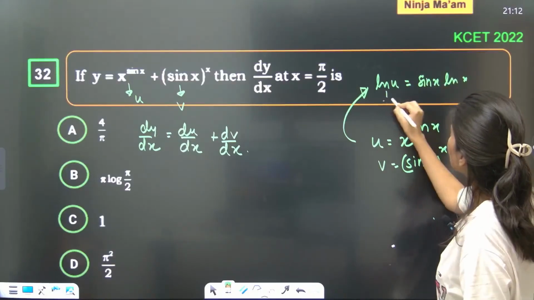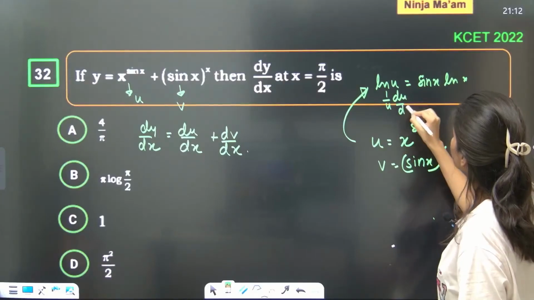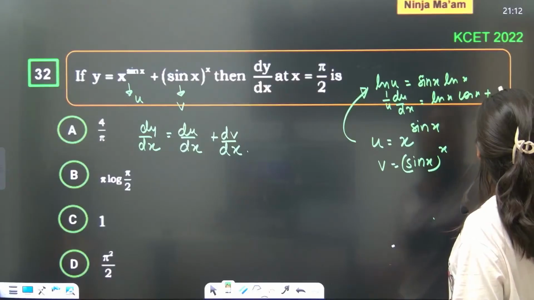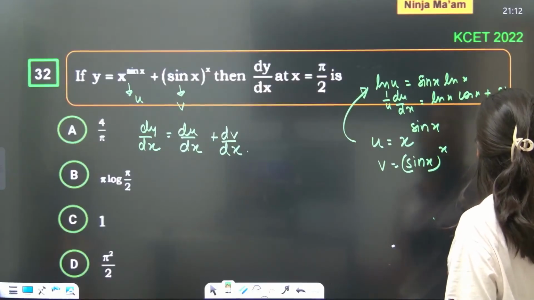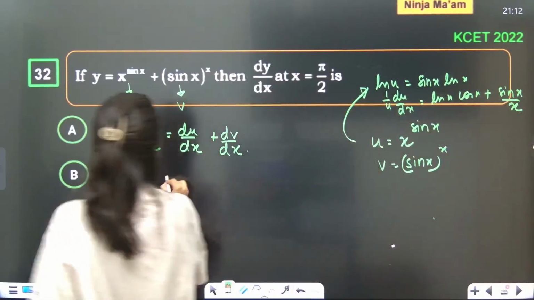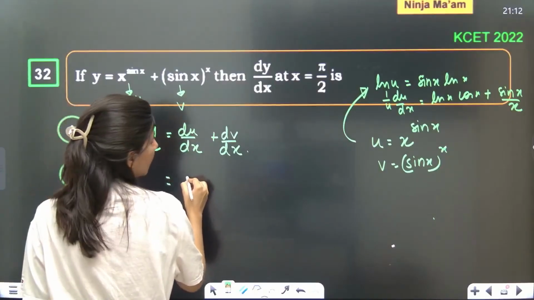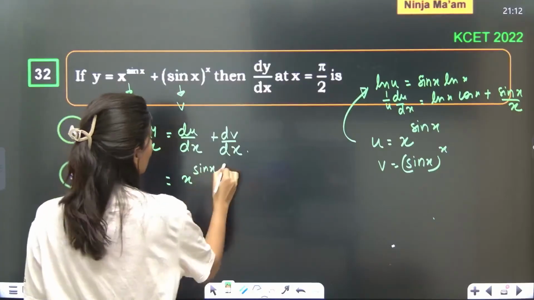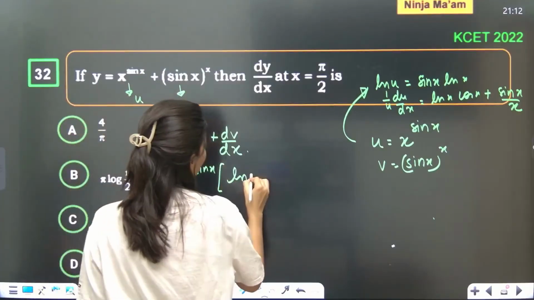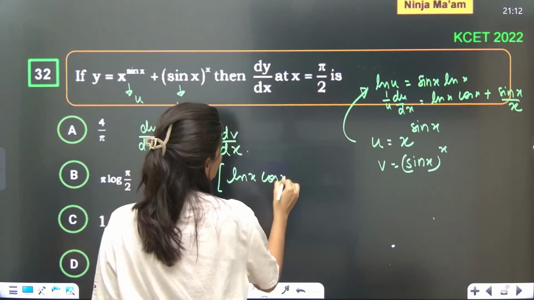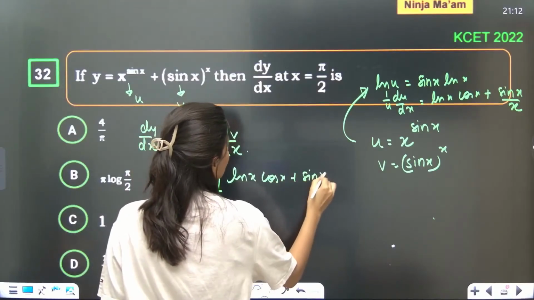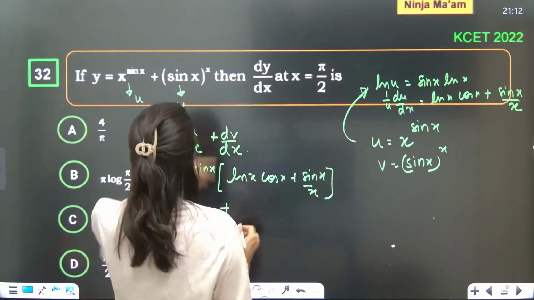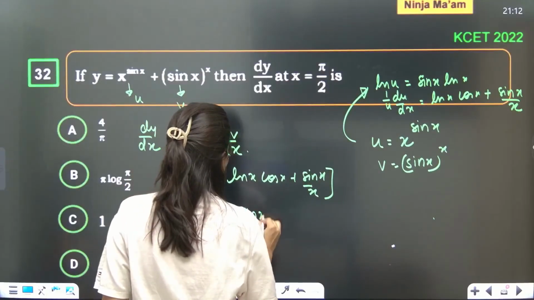Now differentiate. 1 by u du by dx is equal to log x cos x plus sin x by x. So the differentiation will be what? Tell me. It is going to become x to the power sin x, that is your u, multiplied by log x cos x plus sin x by x, plus the derivative of sin x to the power x.